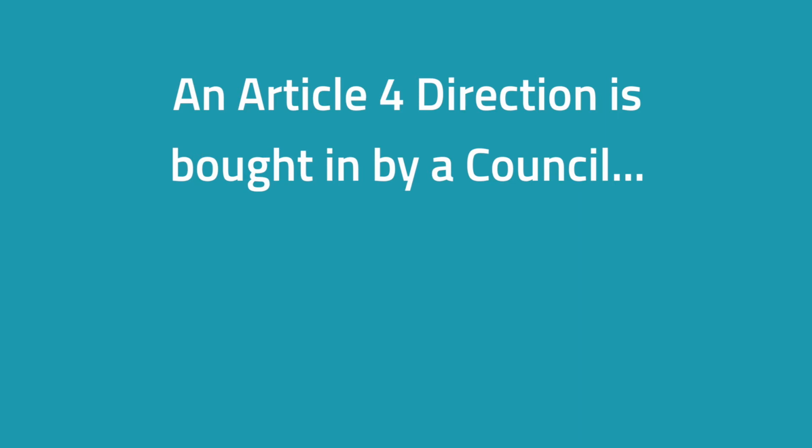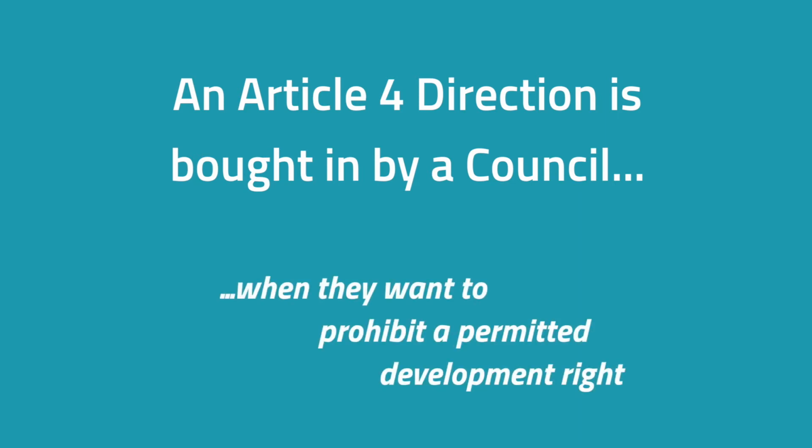Now, an Article 4 direction is brought in by a council when they want to prohibit a specific permitted development right. So for example, a conservation area is an Article 4 direction because it means that a lot more changes to properties need to go for full planning permission so that the planning department can decide whether they like what you intend to do to the property and whether it fits within their planning policies. Conservation areas are probably the widest used Article 4 direction in the country, but it is closely followed by the change of use from house to HMO.